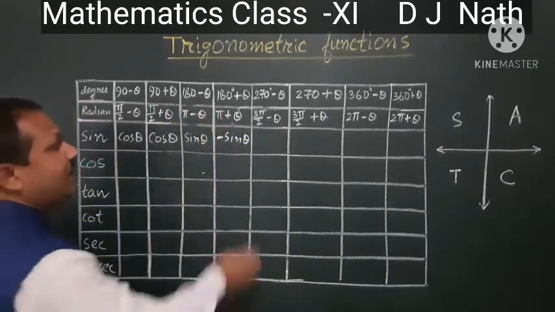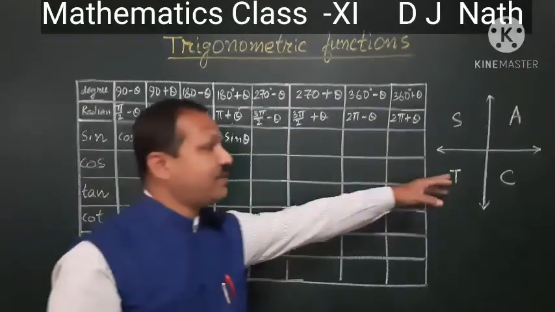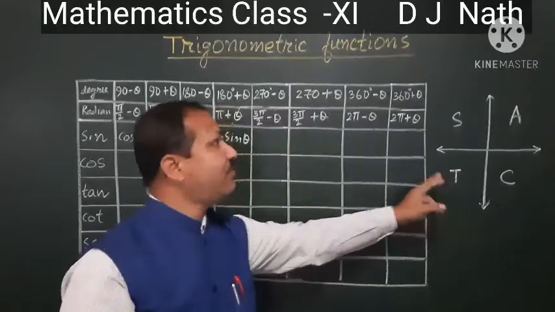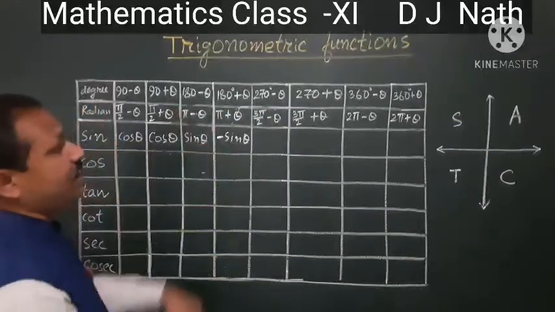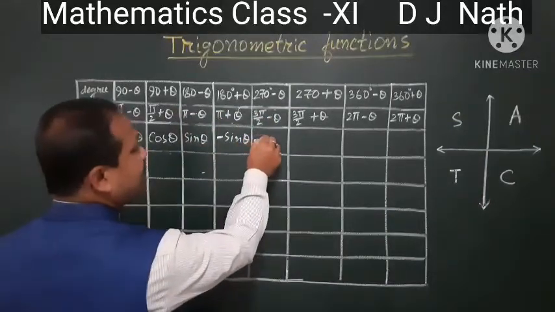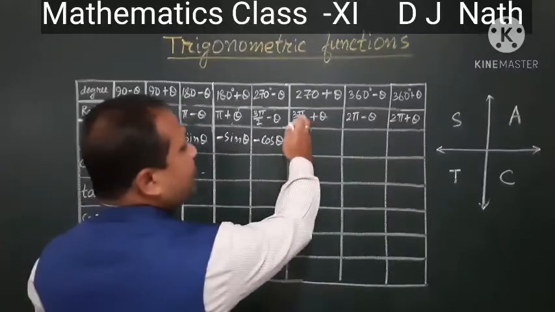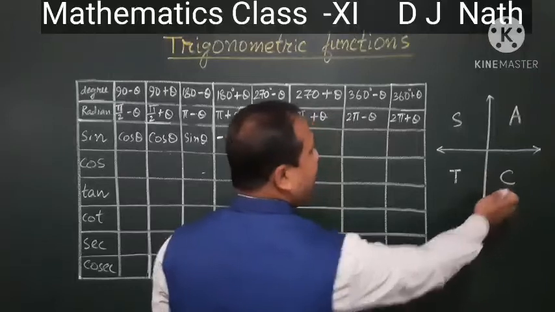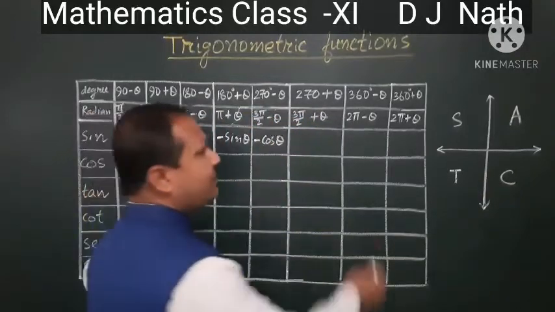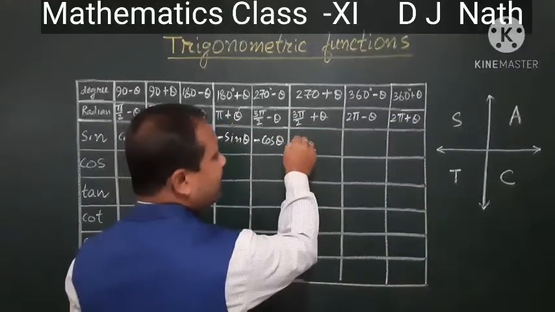Next, 270 minus theta. It is the third quadrant. But which line are we using? This y-axis, so sin will change in terms of cos. So it will become minus cos theta. Then 270 plus theta, fourth quadrant. We are using 270, meaning the y-axis, so it will become minus cos theta.